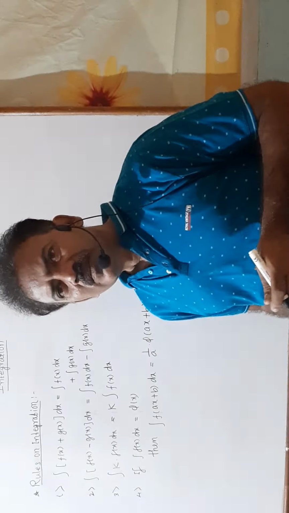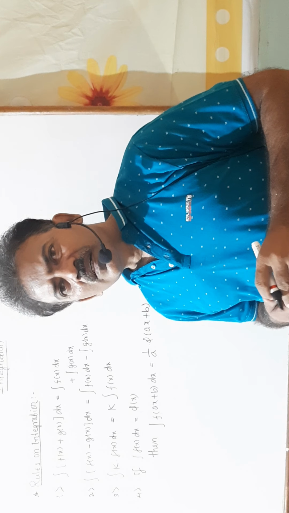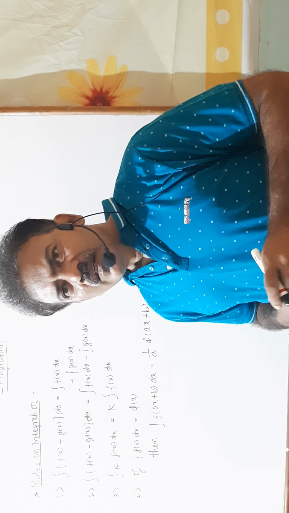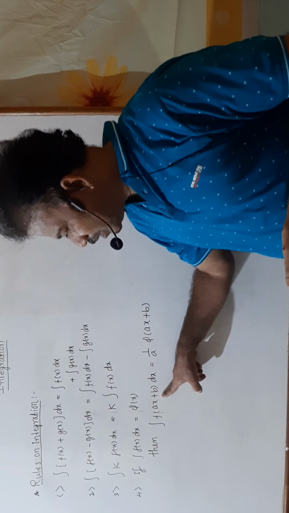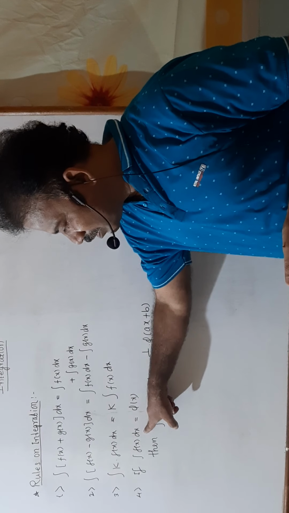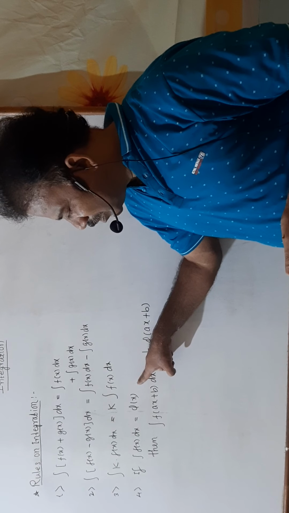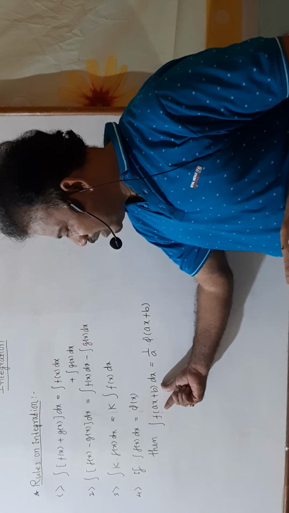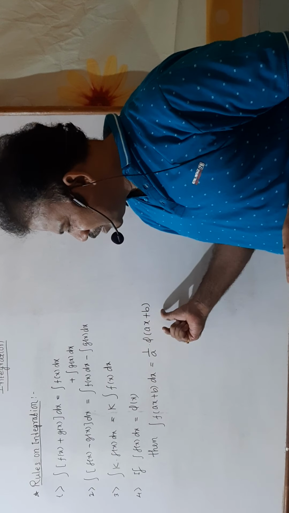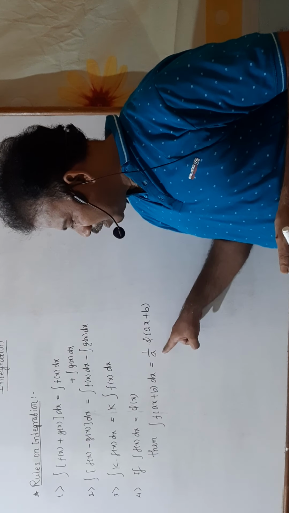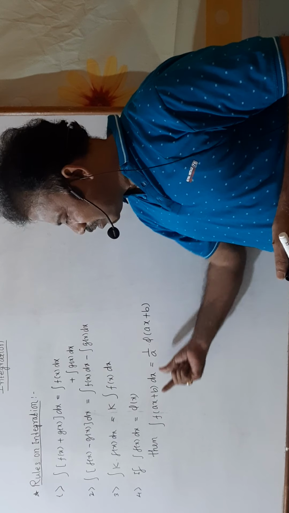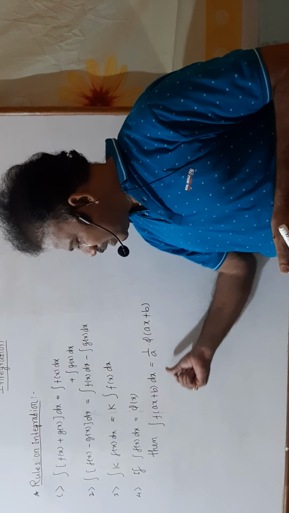Note that this rule is very important in integration, because whenever this x is replaced by ax plus b, see here, integration of f of x dx is given as phi of x, but whenever x is replaced by ax plus b, the formula will be the same. You just have to divide by the coefficient of x, that is a. That is nothing but the derivative of ax plus b. So you have to divide by that.